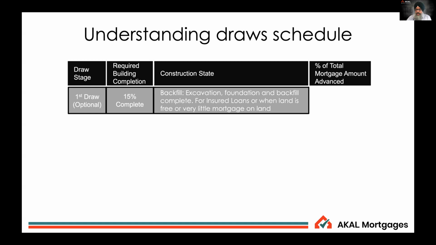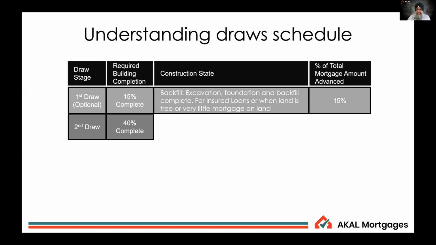It is typically for insured loans, or when the land is free or has very little mortgage on it. And that's what, for your question, Gogi, there could be so many different scenarios you talk about when there's very little mortgage, when it's free, or it's an insured loan. And that's 15%. Typically, this draw is going to be the first draw for the majority of construction loans.